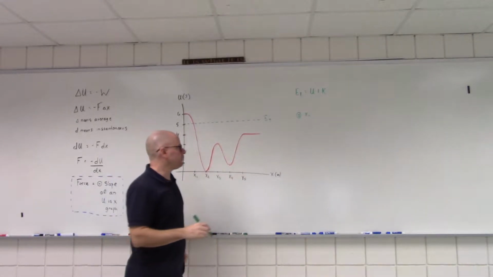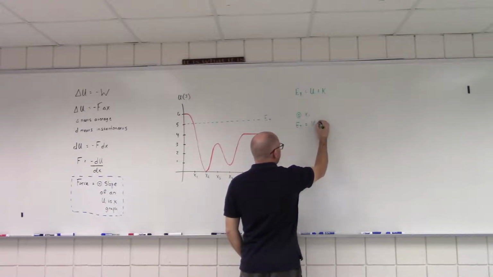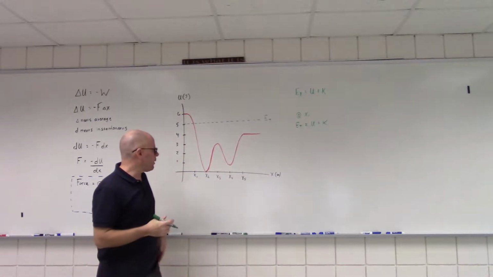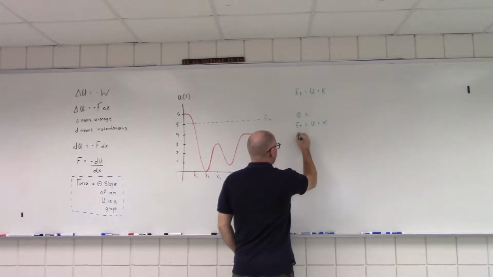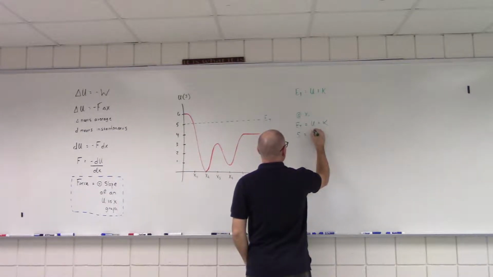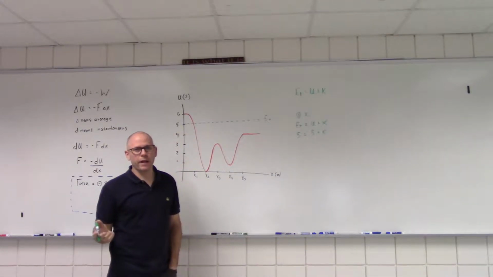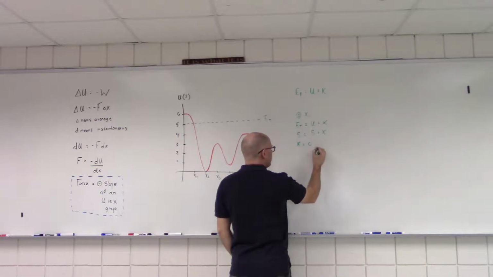At position 1, I know that the total energy has to be equal to the potential energy plus the kinetic energy. Let's plug in what we know. What's the total energy? Well, it's 5. It's 5 the whole time. The potential energy at position 1 is also 5. So what does that mean about the kinetic energy? Well, it means the kinetic energy is equal to 0.